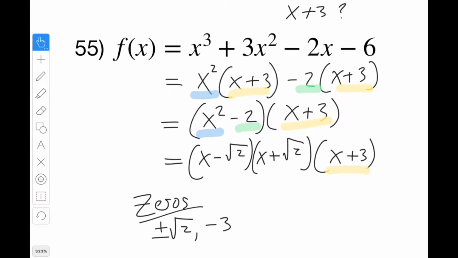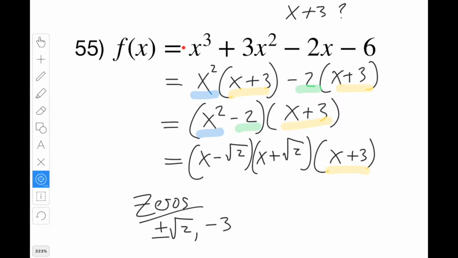Here's another example, 55. I think that x plus 3 is going to be a factor, and I'm getting that because I see x plus 3 and then 2x and 6. And so actually, I had a hunch that grouping would work for this, and it does. You could similarly do the polynomial division with a 0 of negative 3. But here I'm just going to choose the grouping method, and it works just fine.